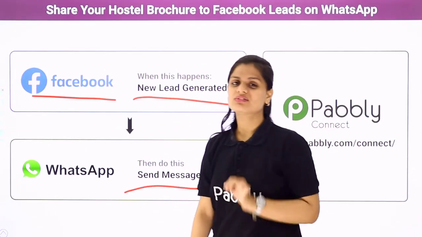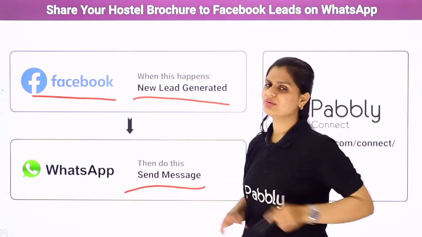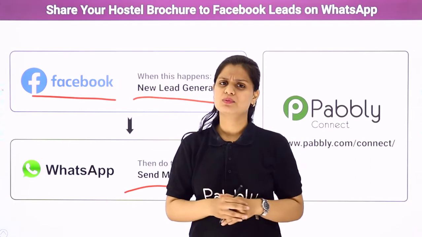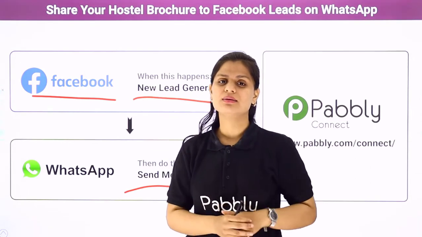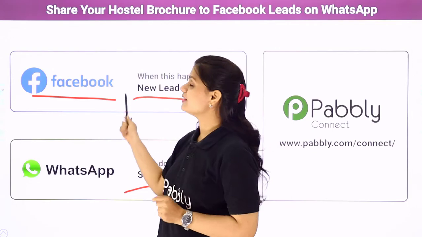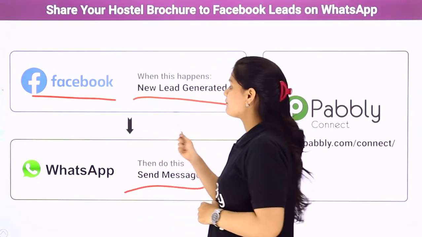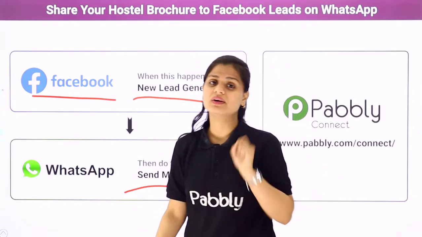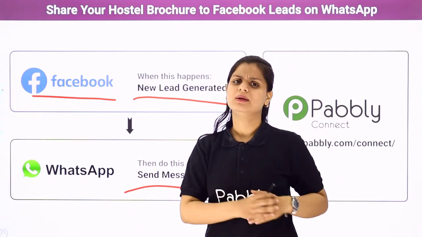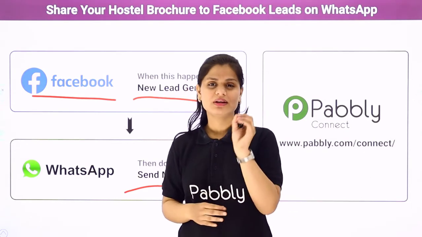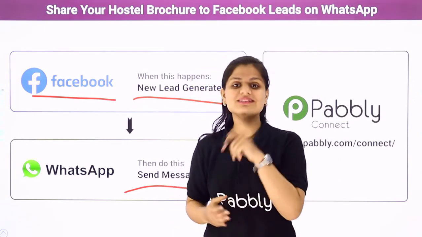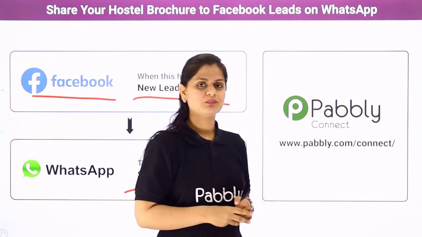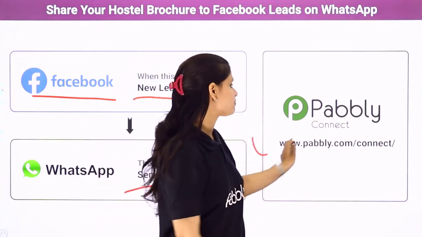If I do this task manually, once the new lead is generated I have to send the WhatsApp message manually. Don't you think this process is very repetitive and tiresome? Why? Because if hundreds of leads are generated per day, I have to manually sort out the details and keep on sending messages to those leads on WhatsApp manually. It will take a lot of time and it will become unmanageable for me. That is why I would suggest you bring in some automation. How? In this video we are going to use Pabbly Connect.